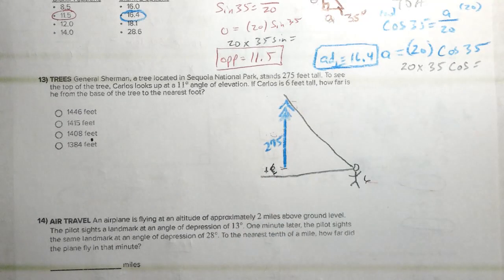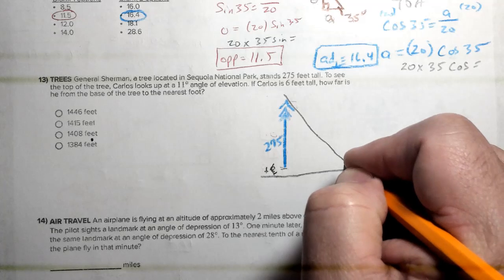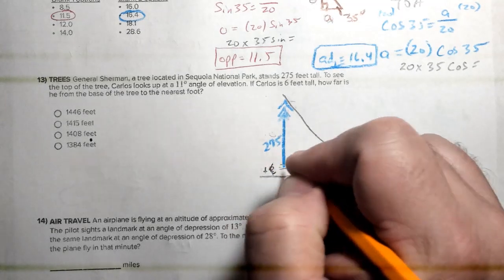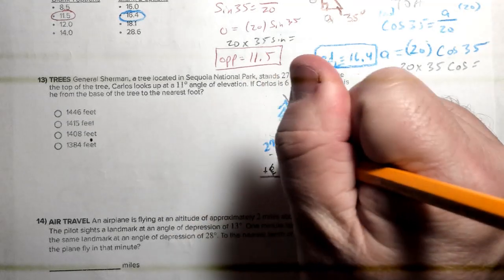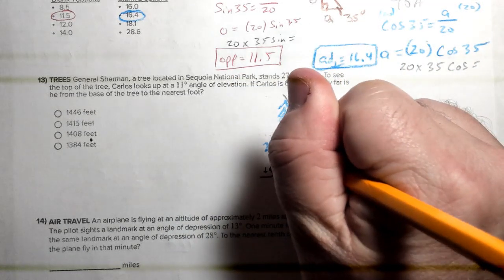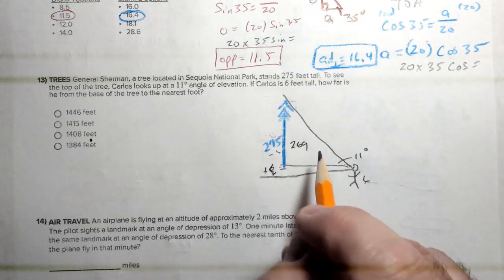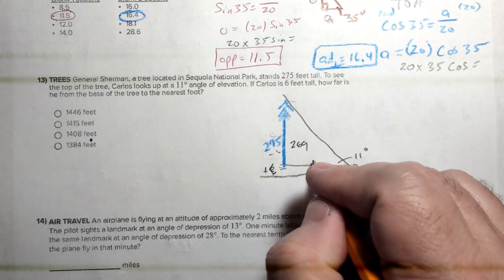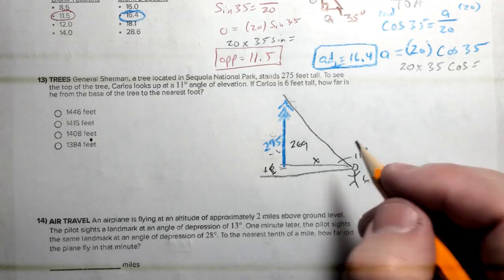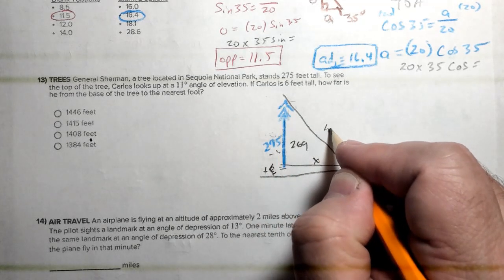I drew it wrong, but our triangle would actually be like here. Anyway, the tree's 275. We subtract 6, so this other side of our angle is 269. 11 degrees down here, and they're wanting to know how far he is from the base. So we're finding this. We're going to call this X. So this is the adjacent to him, and we're looking for the hypotenuse.